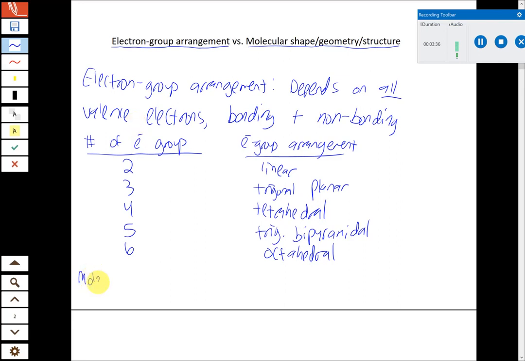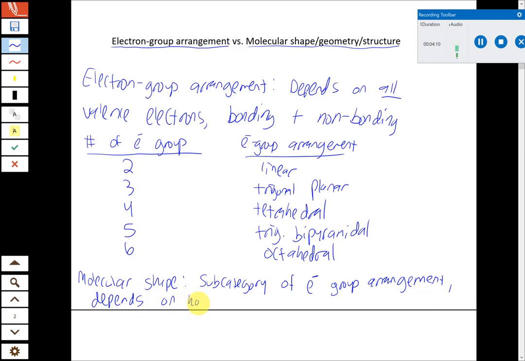The molecular shape, or as we said, it can be called molecular geometry or structure as well, is a subcategory of the electron group arrangement. So each electron group arrangement is going to have usually two or more possible molecular geometries that fall under that. There's more possibilities for molecular shape than there are for electron group arrangement. And it also is going to depend on how many lone pairs you have on the central atom.